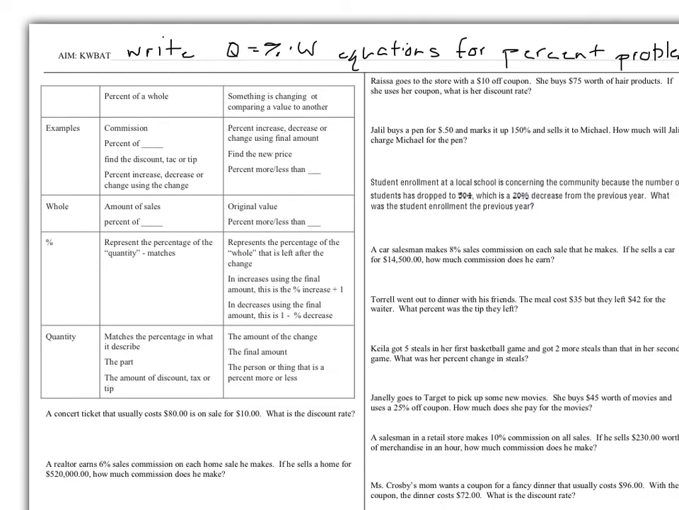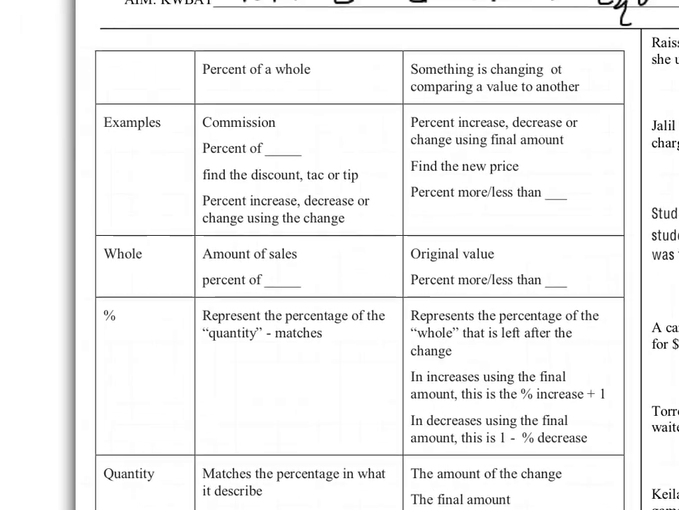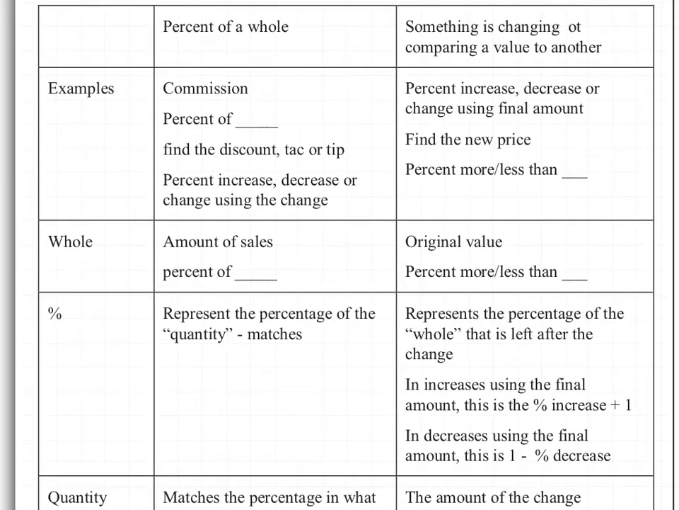All right, so percent of a whole, we've really got two types of problems that we've been looking at. One where we're just finding the percent of the whole, and one where something is changing, or you're comparing how much more one is than the other. So just examples of the percent of a whole type problems. When we're talking about commission, that's the percentage of a sale that a salesperson gets. Problems that very directly ask you for the percent of something. Problems that ask you to find the discount, tax, or the tip.